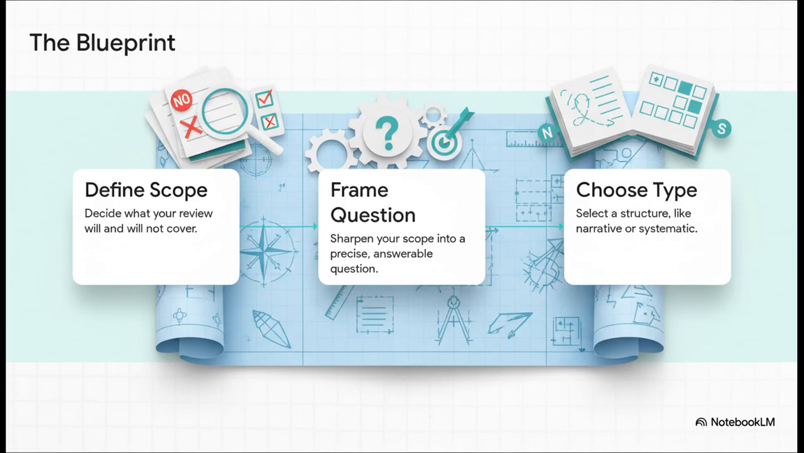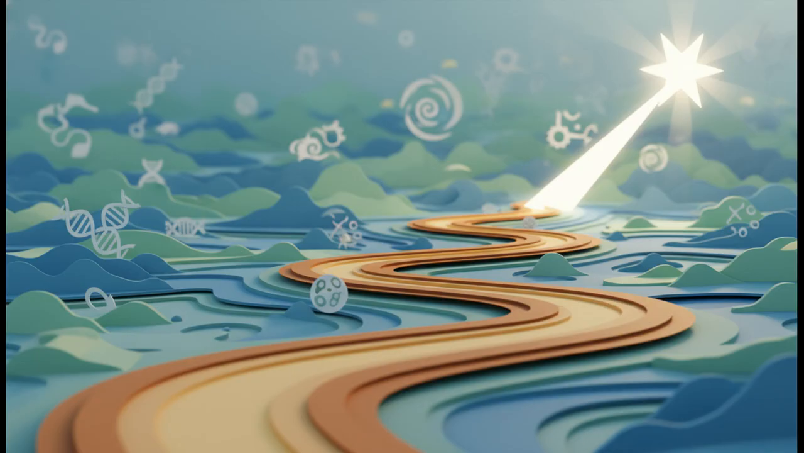First, you've got to define your scope, and that means deciding what you're going to cover, but also what you're not going to cover. Then you sharpen that scope into a really focused question. And finally, you pick the type of review you're going to write, which is basically deciding what kind of building you're making. Let's look at an example of what I mean by sharpening your focus.